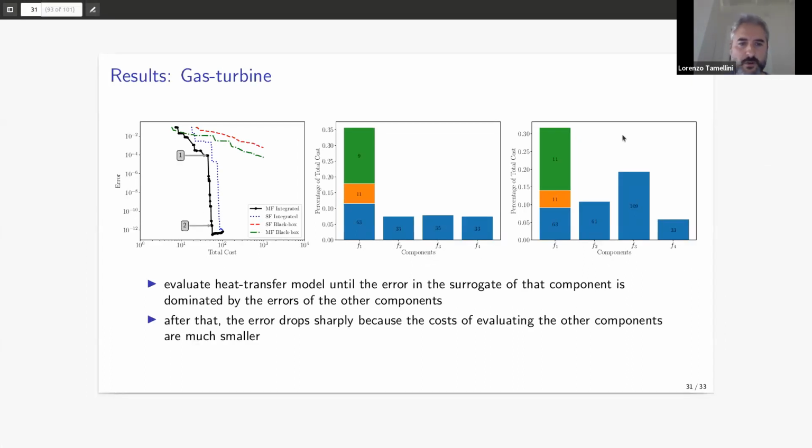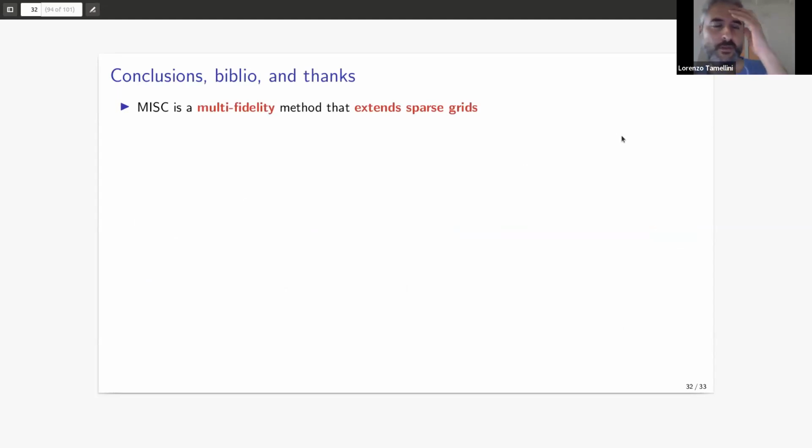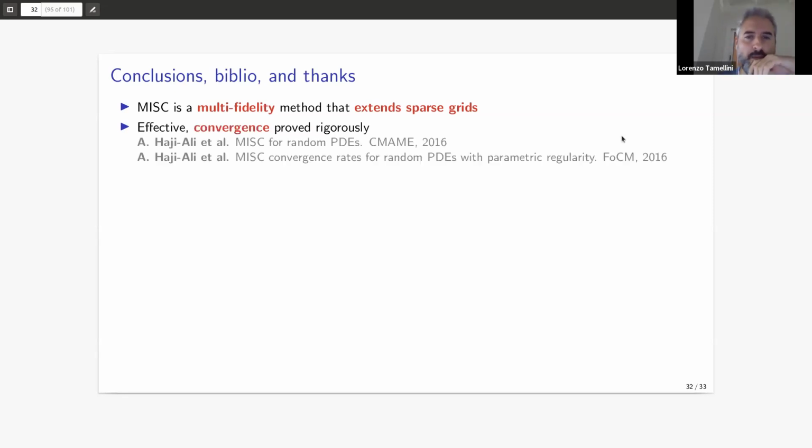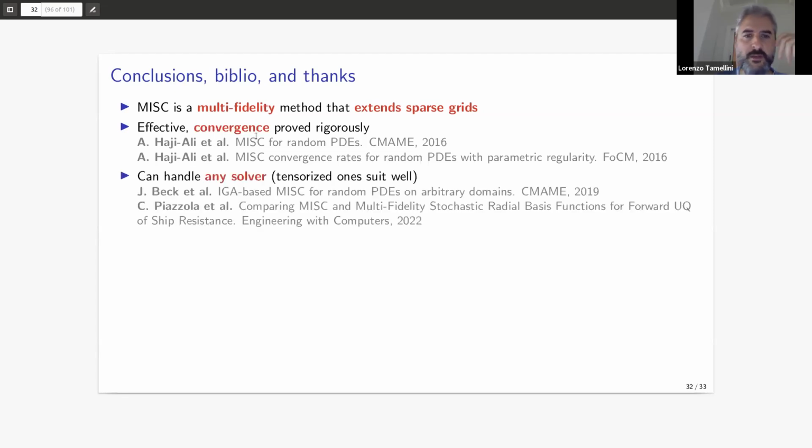Okay, so in conclusion, I have presented MISC, which is a multi-fidelity method that extends sparse-grid stochastic collocation to the case where you have multiple fidelities. I mentioned that we have convergence proof in certain cases. It can handle different solvers, and in particular, tensorized solvers, if you have them.